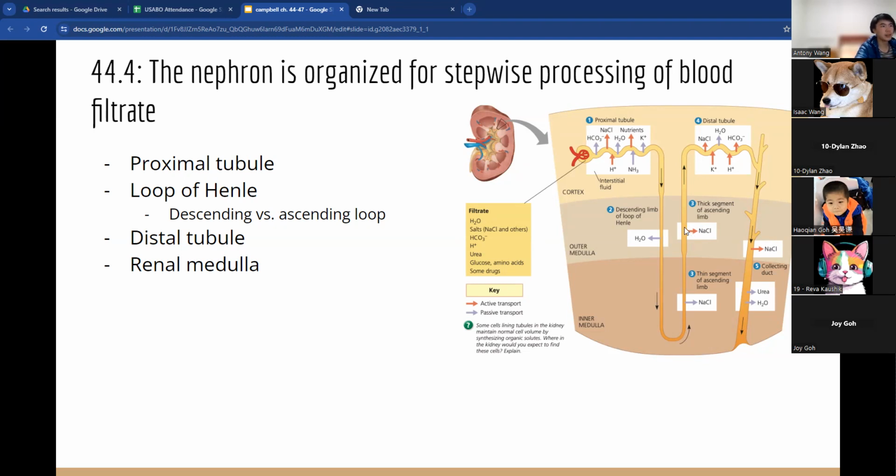Yeah. So basically, all right, let's get this clear. You have the descending limb. That's just one part, one descending limb. And then you have a thin segment of ascending limb, and then you have a thick segment of ascending limb. So one descending limb, and then the ascending limb is split into two parts, right?